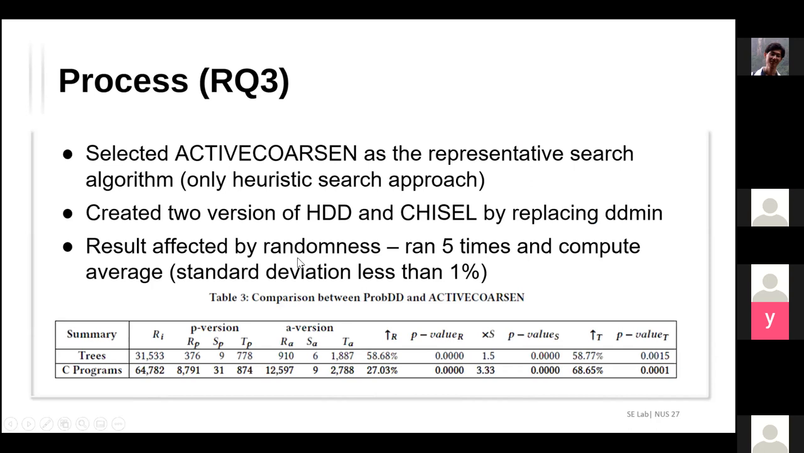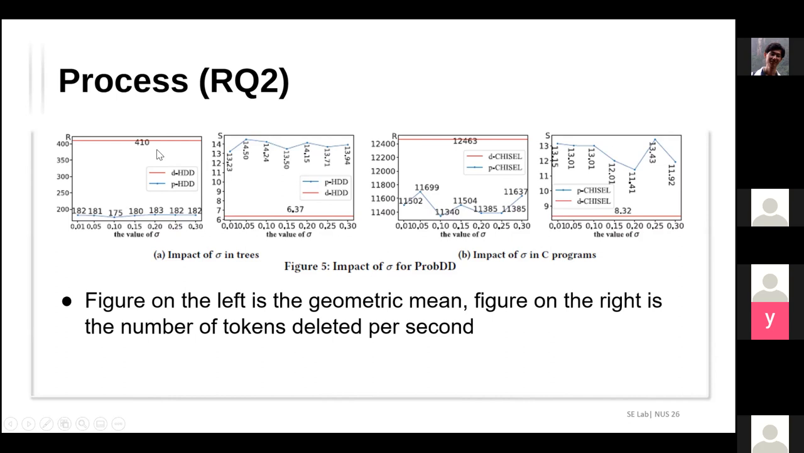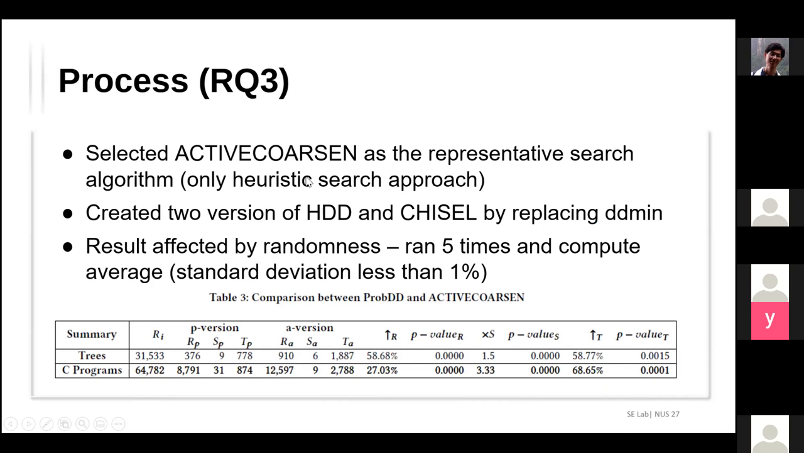So what's the left and right? What's the difference? The left is the geometric mean and the right side is the number of tokens deleted per second. Got it. Correct. And the last one is compared against active quorum, which is a search algorithm. It's the only heuristic search approach that they were able to find.